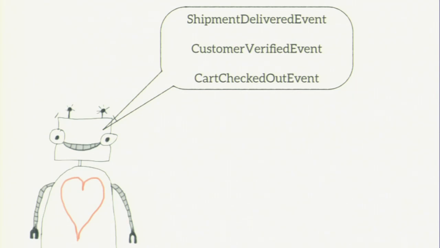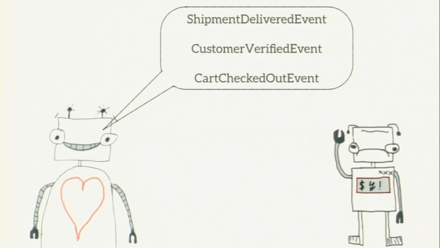Some good examples are, for instance, a shipment delivered event. Another good name is customer verified event, or cart checked out event, if we talk about an online shop, for instance. So if we take a look at these event names, we instantly kind of know what has happened here. And you see we have delivered, verified, checked out, so past tense.